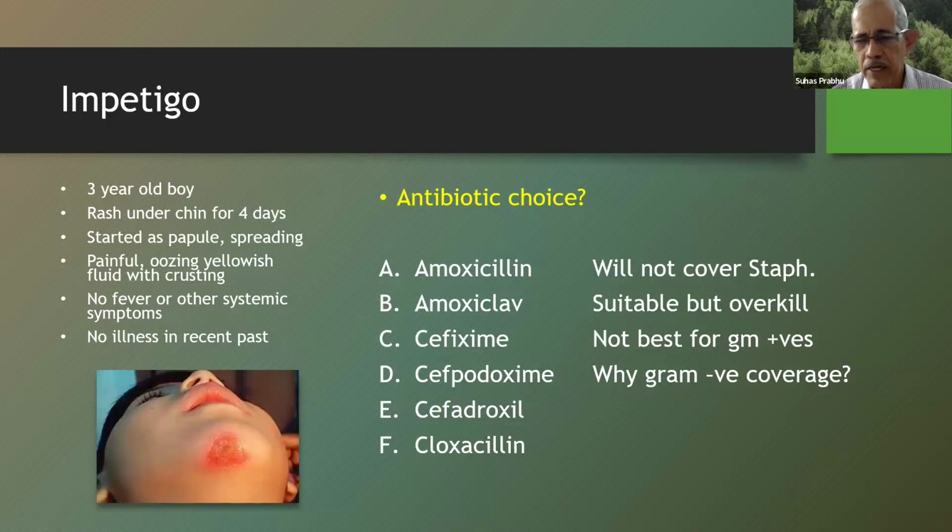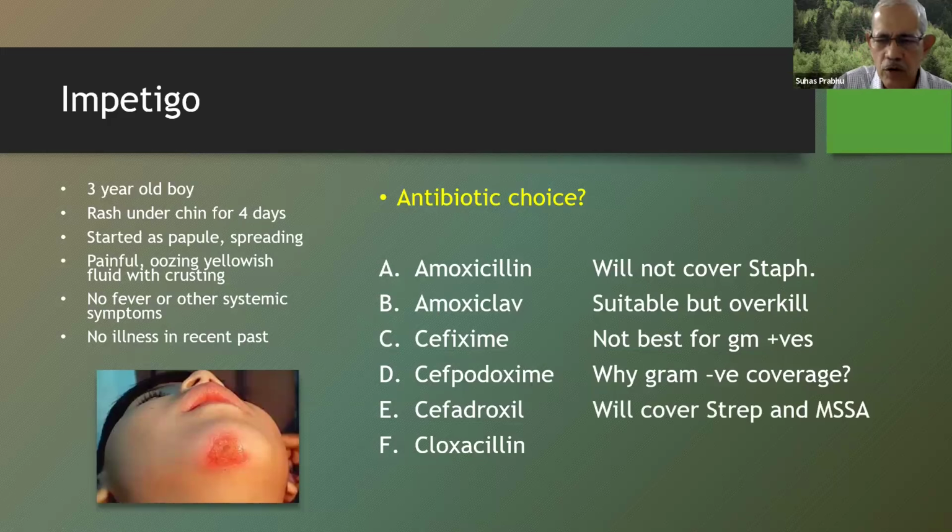So why use gram negative coverage when not required? Remember rule number 1, narrow spectrum. The lower the generation that you use, the better it is because the spectrum is narrow. And our first generation cefadroxil will do the job because it covers both Streptococcus and methicillin sensitive Staph aureus.